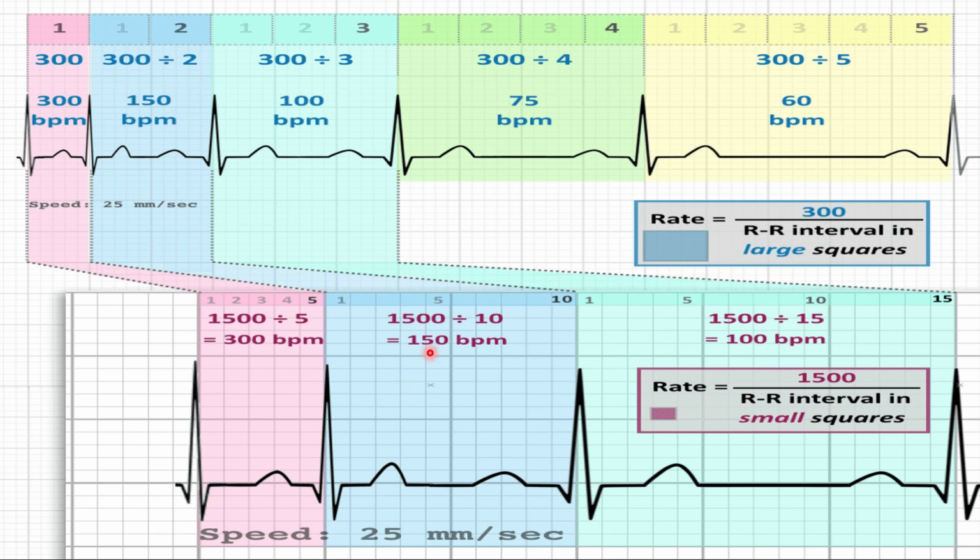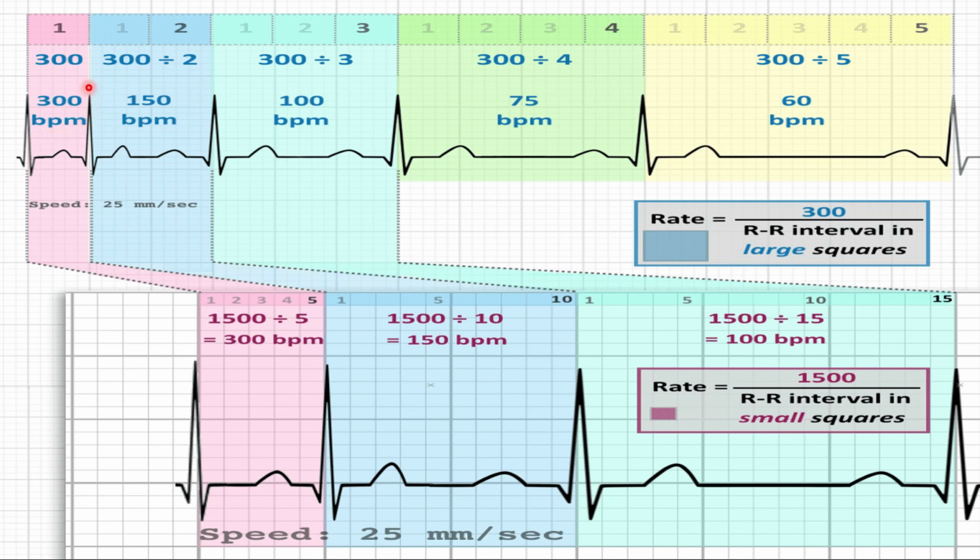Here in this diagram, we will learn how to calculate the heart rate. In the upper portion of the diagram, we will use the formula 300 divided by large squares between two RR interval. For example, if you see here, between these two R waves, there is one large square. So 300 divided by 1 will be equal to 300 beats per minute.